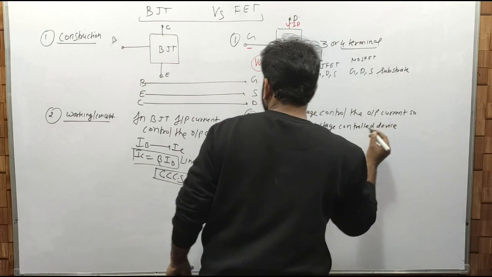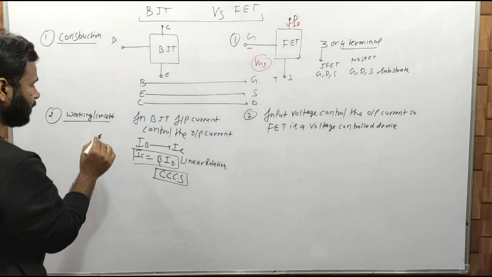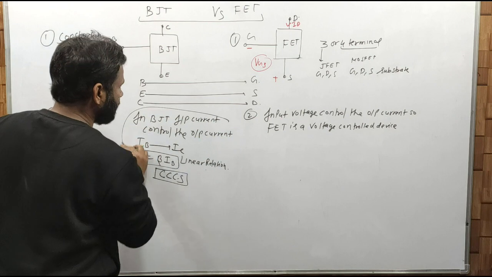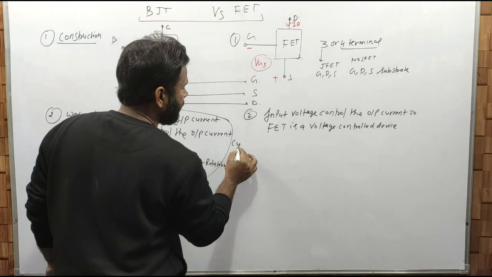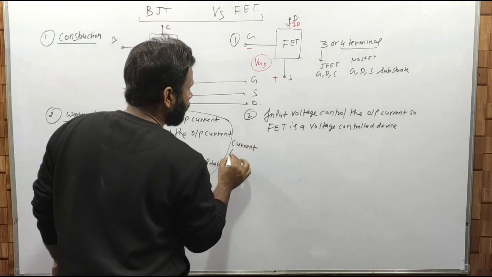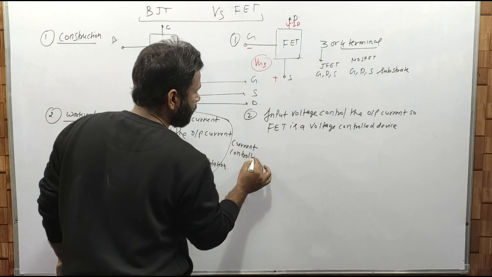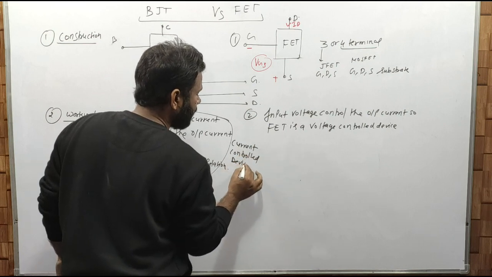ठीक है यहाँ तक? So BJT is a current controlled device. Now you can say that BJT can be termed as current controlled device or element. ठीक है, device.